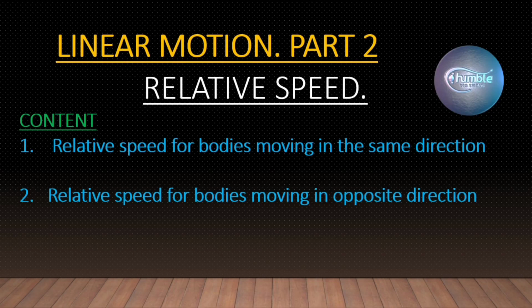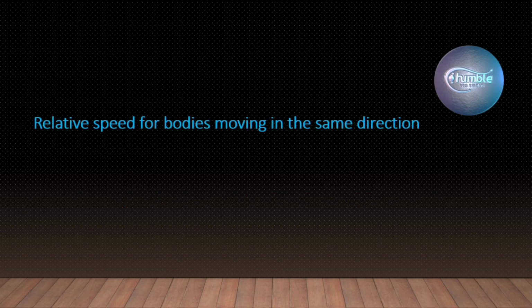When you talk about relative speed, we have two types. Number one is relative speed for bodies moving in the same direction. Number two is relative speed for bodies moving in opposite direction. For today's class, we are going to cover relative speed for bodies moving in the same direction. Now, before we even move on, how will you define relative speed?